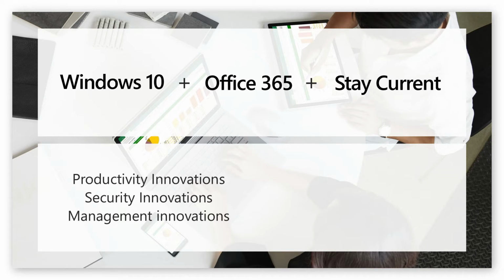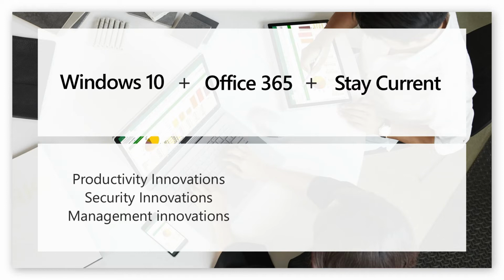So when you have Windows 10 and you have Office 365 and you've established a process whereby you're taking those regular feature updates, you are constantly making these products better. Every month, Office 365 can take new features and have more ways to be productive. Every 6 months or so, Windows can also take new features and add more productivity, more security, more management capabilities.